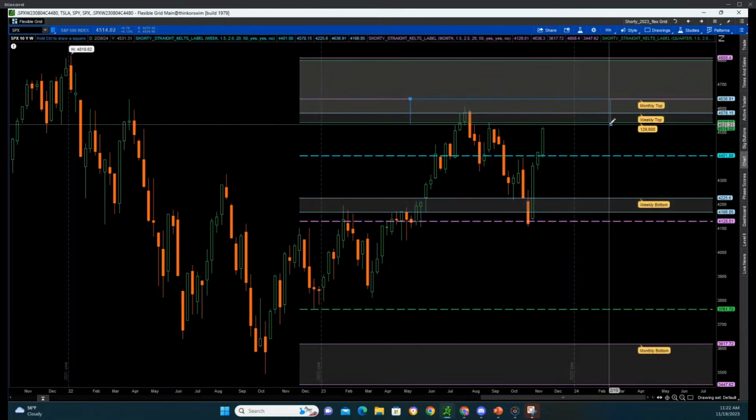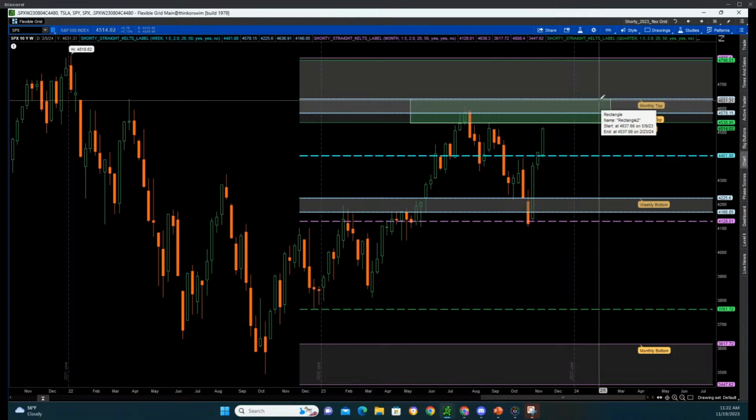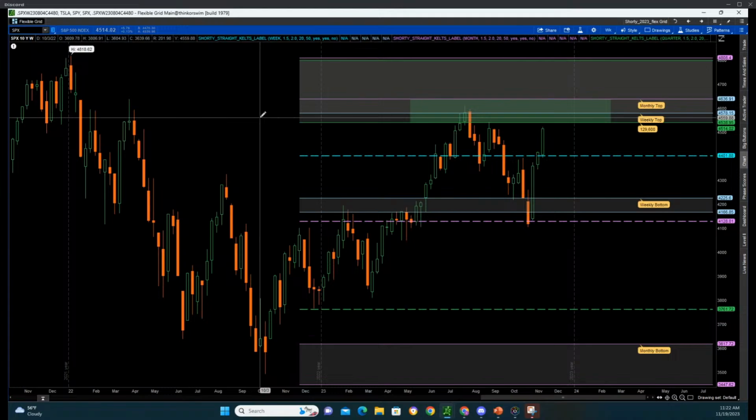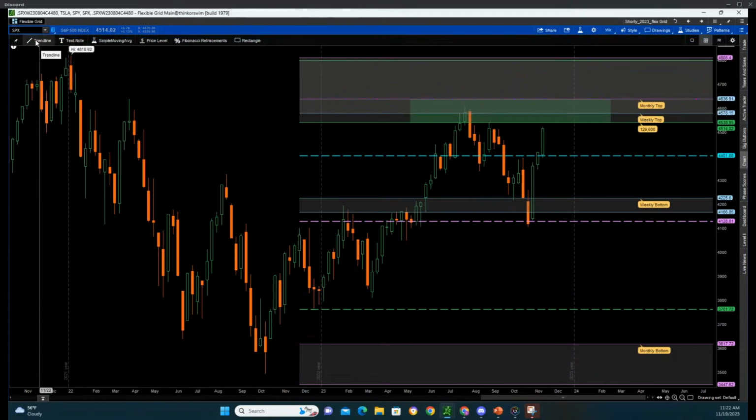And the odds of us breaking this right now, this 46.36 level, are 0. And it doesn't matter what they do right now, they will not break this.